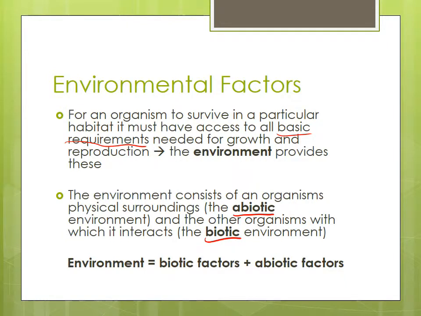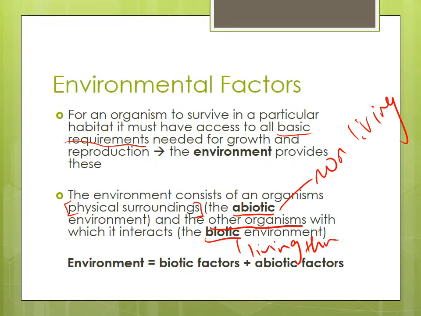Now, there are two different components to the environment, and here we're looking at the abiotic and the biotic factors. The abiotic factors are the physical surroundings of that organism, and they're known as the non-living factors. So things like housing come into those non-living factors. Rocks come into non-living factors. The biotic ones are the other organisms, so other living things. Those two together, the biotic and the abiotic, are what make up the environment for these organisms.